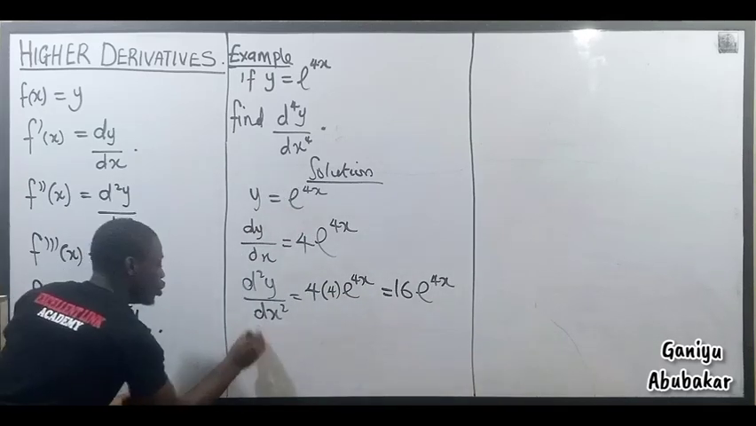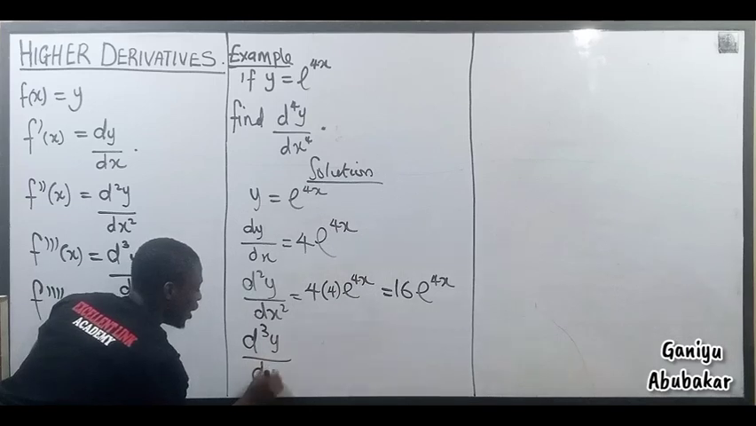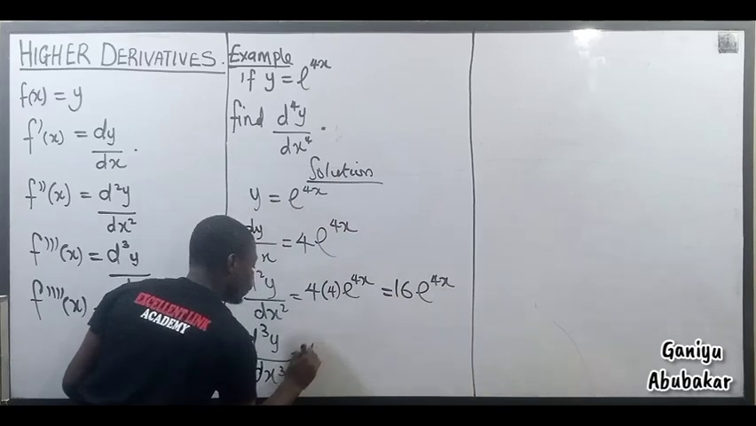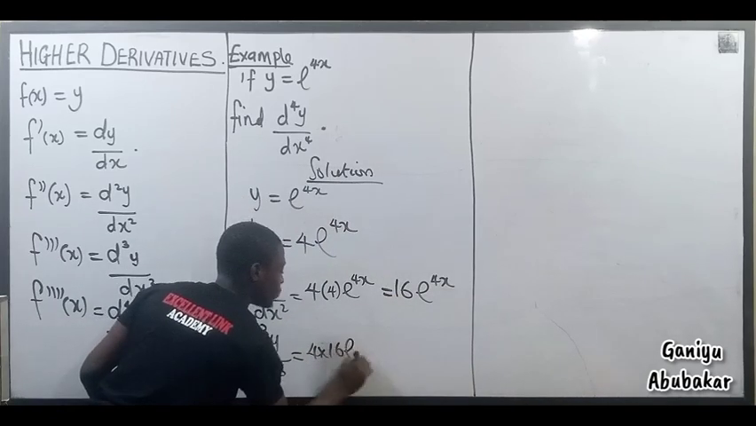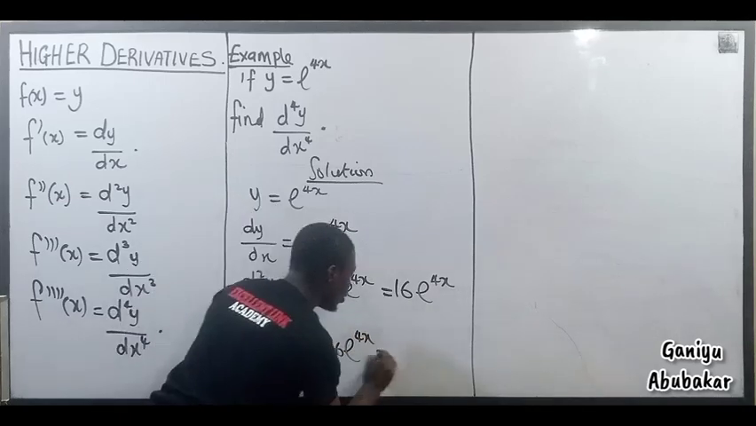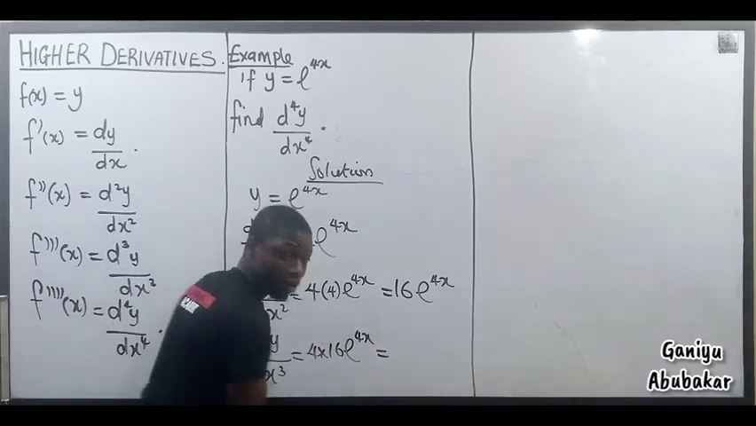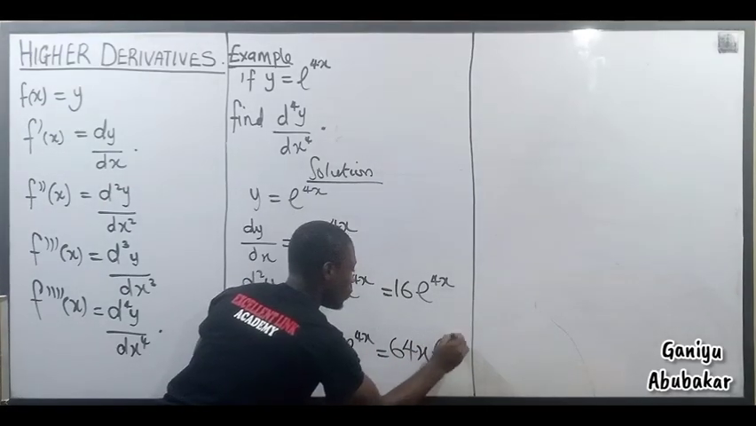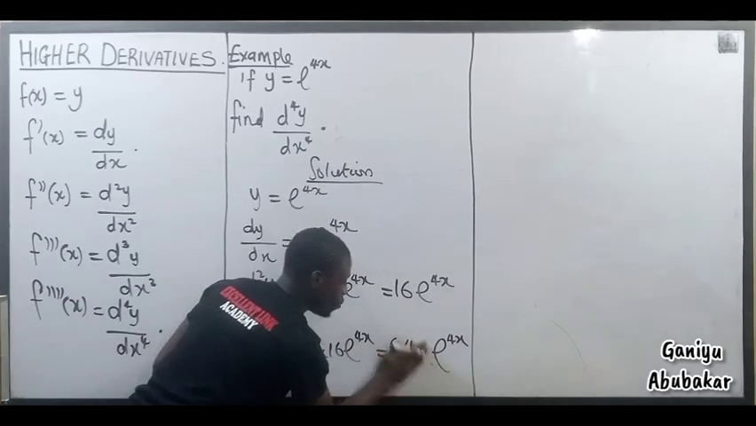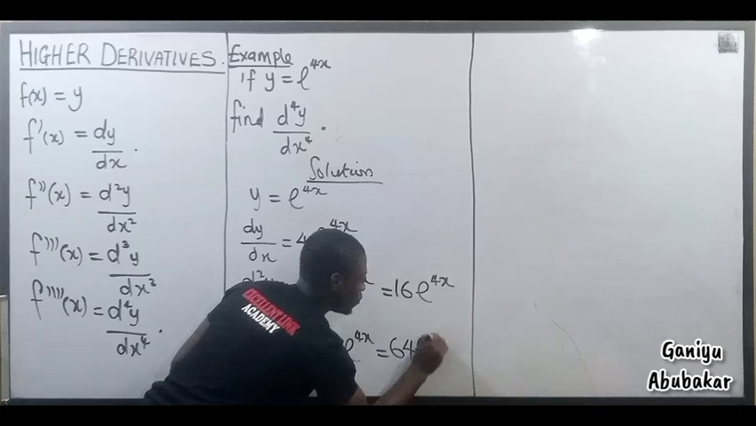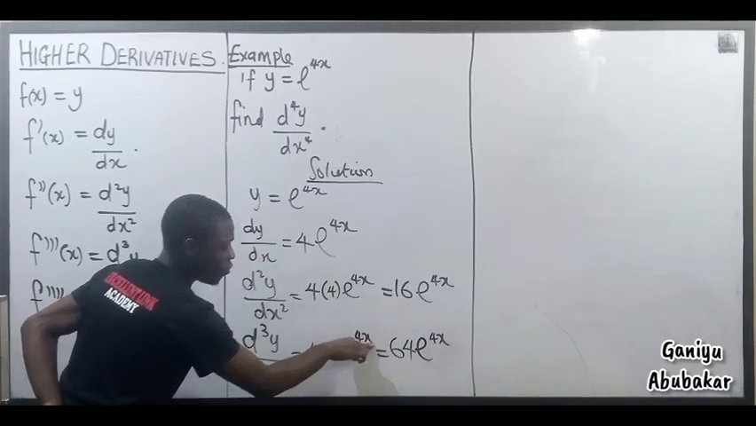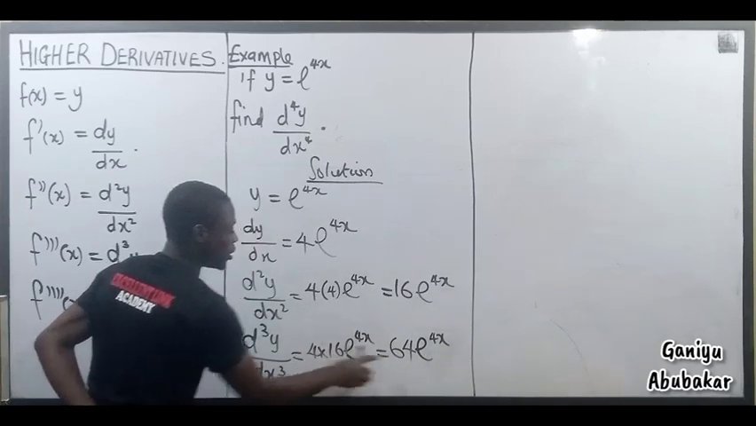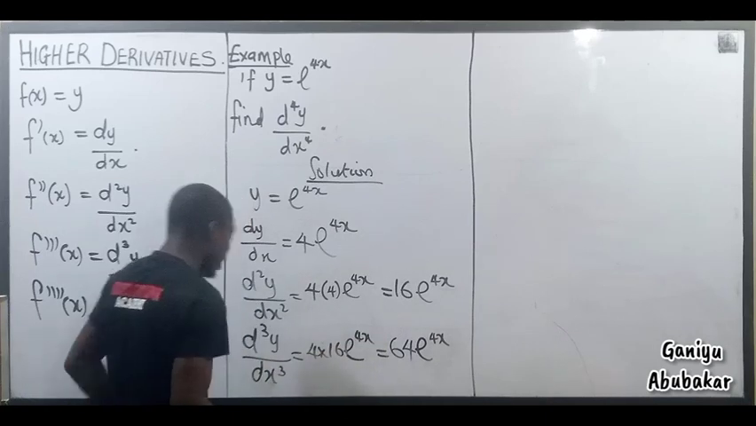Next, I need to get d³y over dx³, which will be equal to the derivative of the power. What's the power? That's 4. That becomes 4 times 16, next, exponential 4x. If I multiply 4 times 16, I'll have 64. So I'll have 64 exponential 4x. If I differentiate 4x, I'll have 4, multiplied by all the functions here, so 4 times this is 64. Next one, exponential 4x.